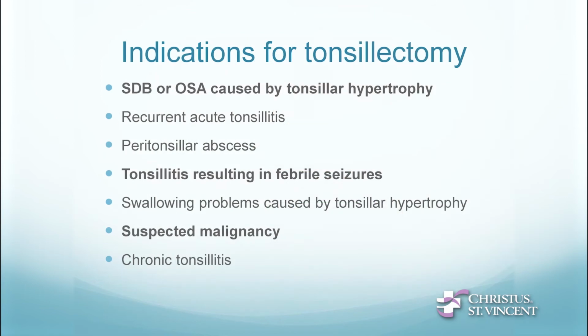What are the indications for tonsillectomy? The reasons why one might take out the tonsils in a pediatric patient are for sleep disordered breathing or obstructive sleep apnea, which can be caused by very large tonsils. We'll talk about that in a little bit more detail. Recurrent acute tonsillitis, so lots of infections of the tonsils. And again, we'll talk about that one in greater detail as well. Peritonsillar abscess is a very severe infection that is associated with tonsil infections that often requires drainage of an abscess, and that can be an indication for tonsillectomy.